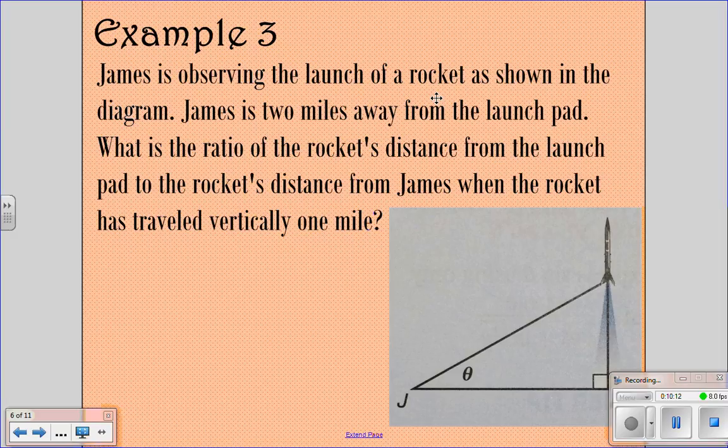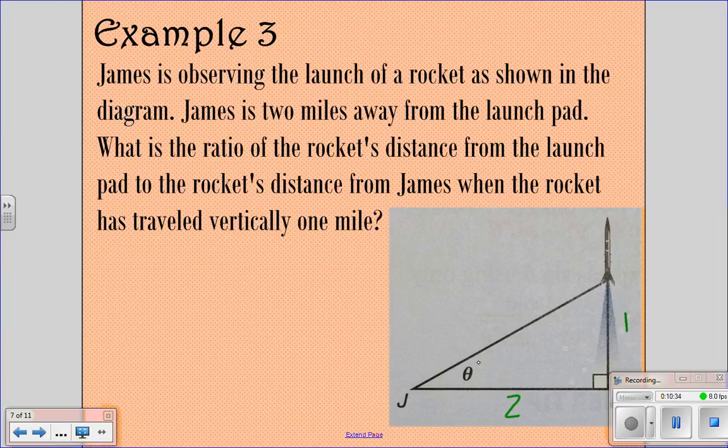All right, so looking at this example, James is observing the launch of a rocket as shown in the diagram. He is 2 miles away from the launch pad. So that means that this distance here is 2. What is the ratio of the rocket's distance from the launch pad to the rocket's distance from James when it has traveled 1 mile vertically?